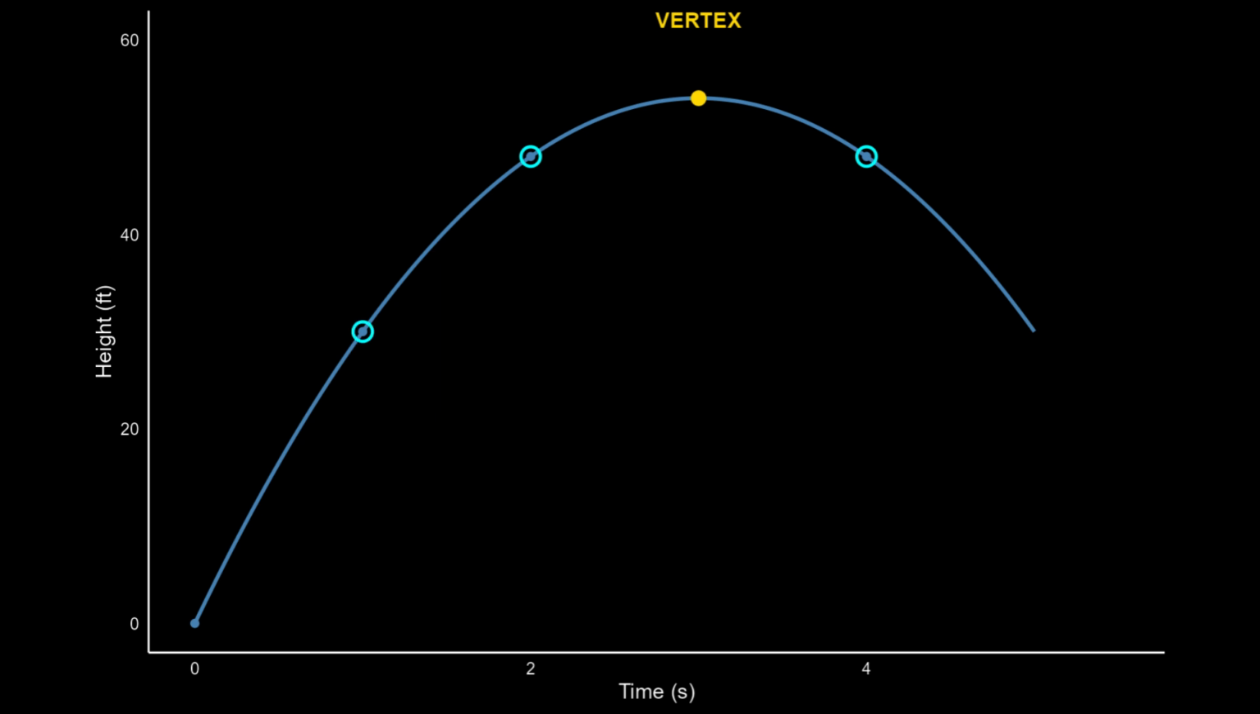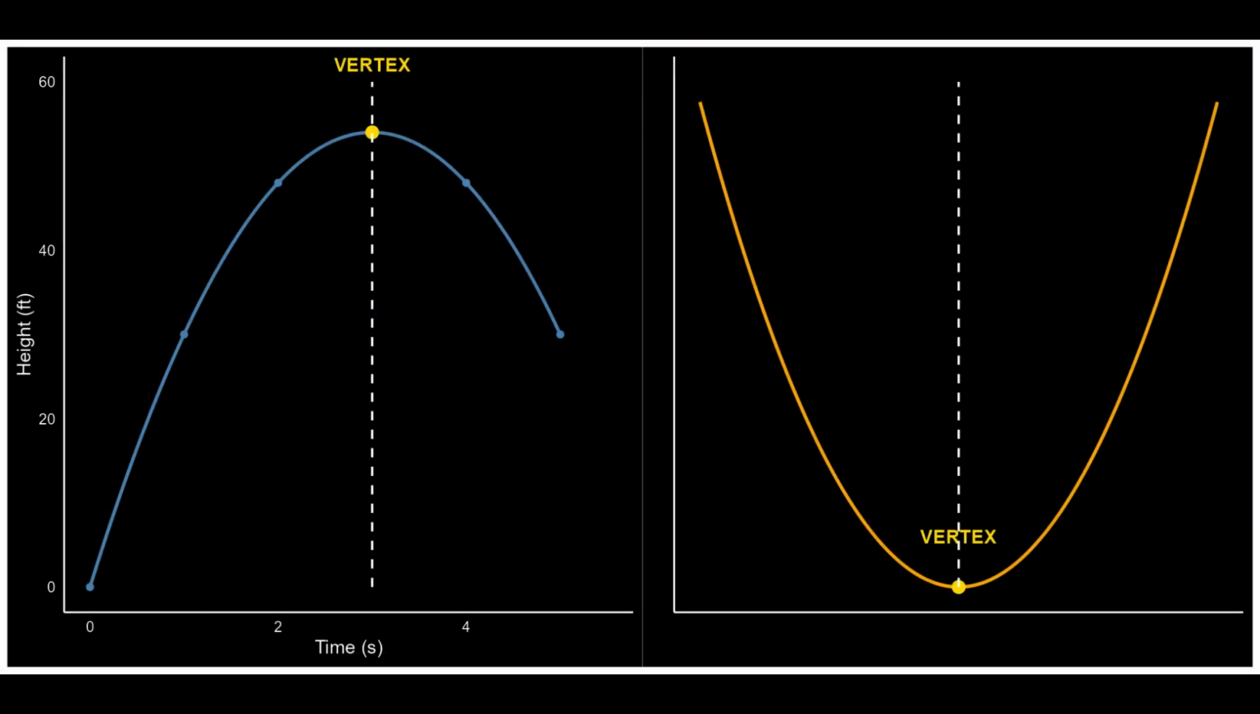At 1 second, it was 30 feet high. And if we track it forward to 5 seconds, it lands at exactly 30 feet again. The flight down perfectly matches the flight up. Parabolas are perfectly balanced. If we drop a vertical line right down the middle, straight through the vertex, the left side is a perfect mirror image of the right. We call this invisible mirror the axis of symmetry.